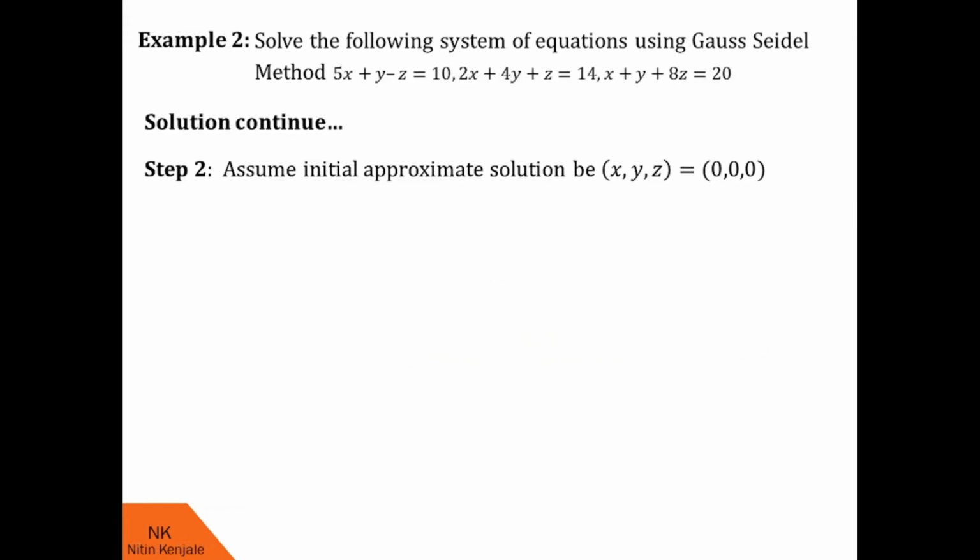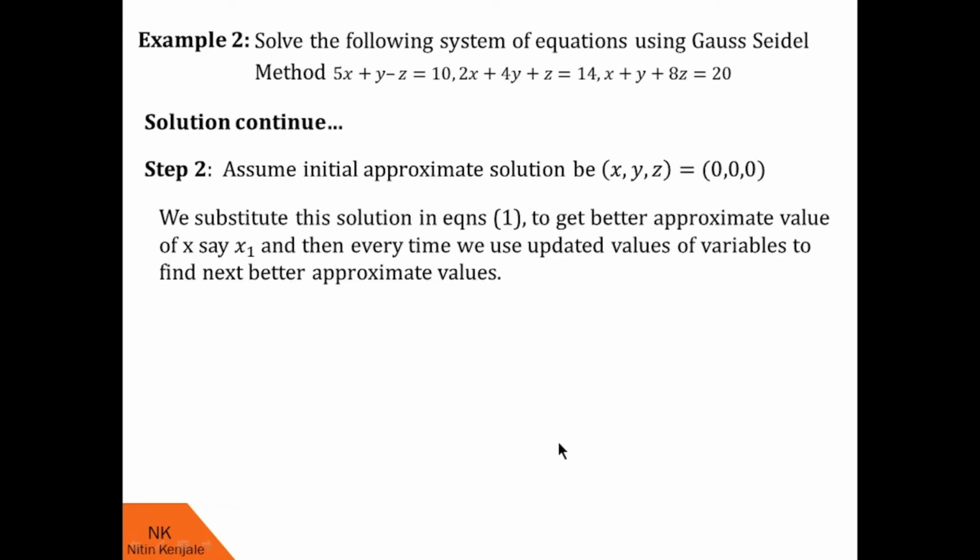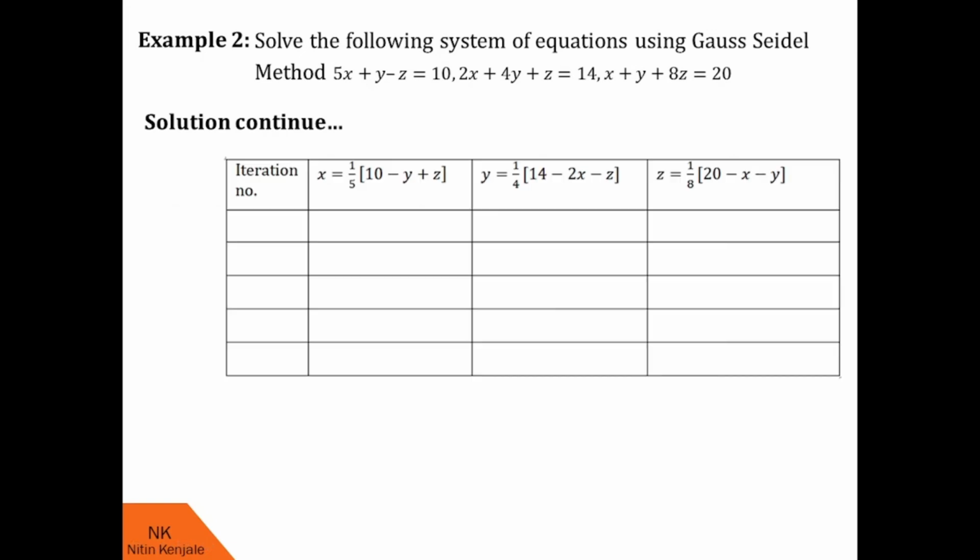In step 2, we have to assume the initial approximate solution to be 0, 0, 0. Now we substitute this solution in equation number 1 to find better approximate value of x, say x1. And then every time we use the updated values of the variables to find next better approximate values. We tabulate all these answers as follows. So this is table of calculation. These are the iteration numbers. In the beginning, we have assumed solution to be 0, 0, 0.